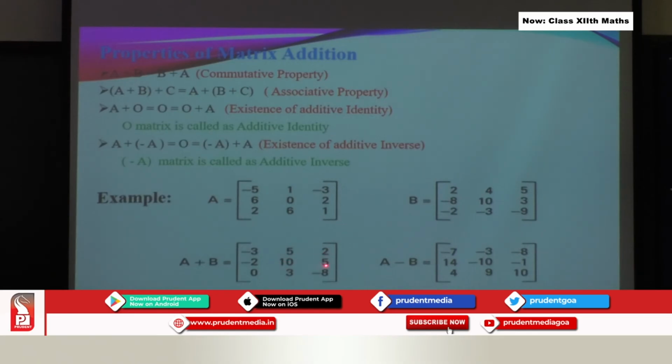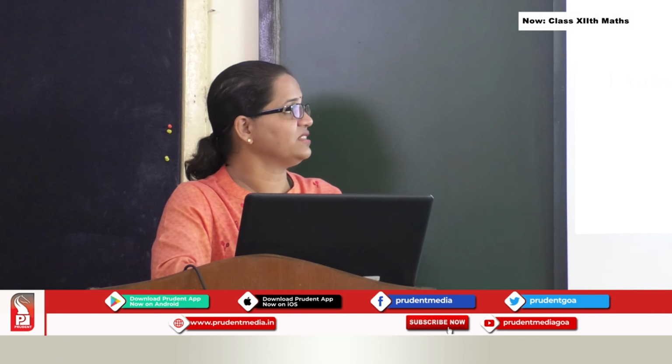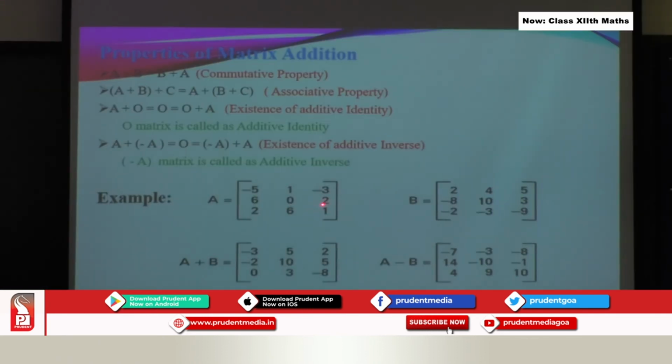If you look at this entry, now this entry is 5. Here see how I am getting this 5. You can see this is 2 plus 3, that is equal to 5. Let's proceed further. Here see, same way I will be getting the remaining entries also. Now let us see how we get the difference between two matrices.